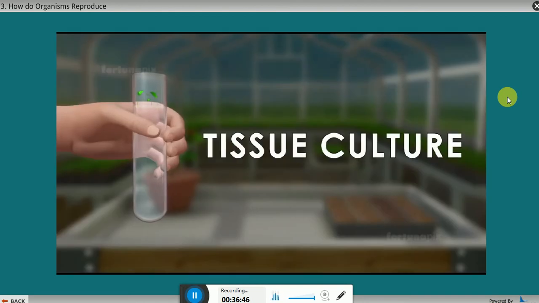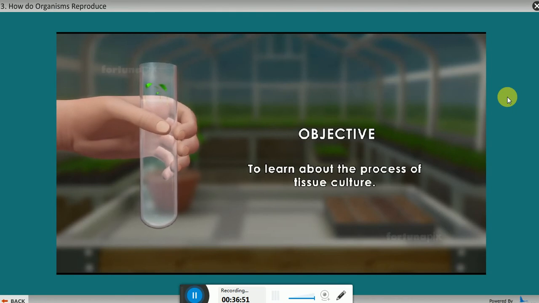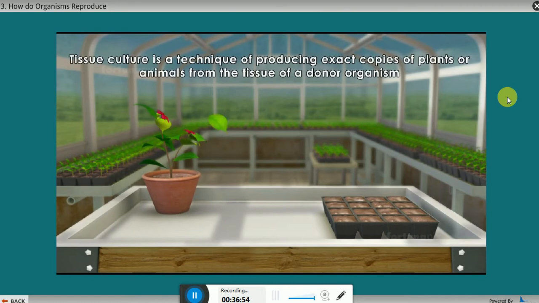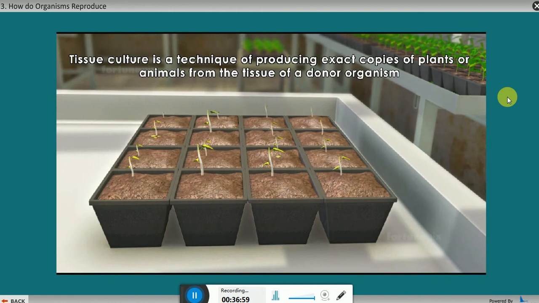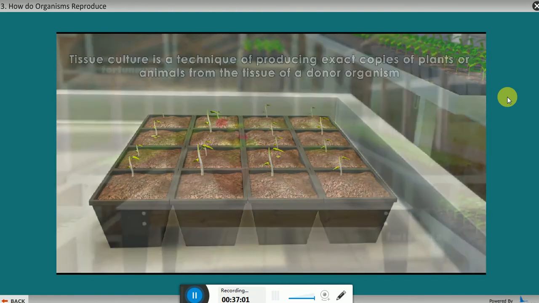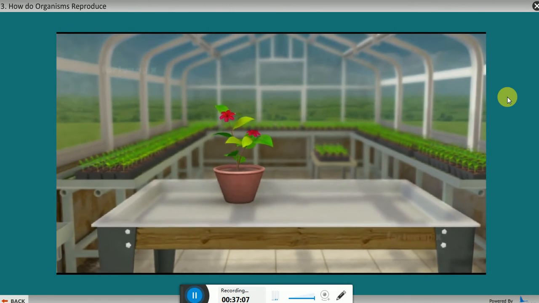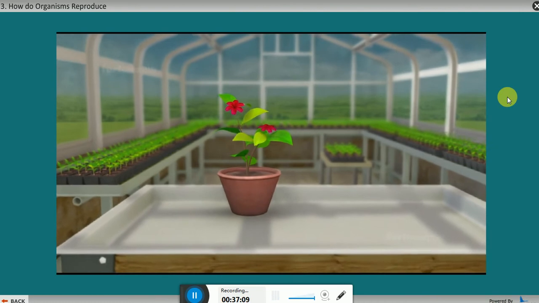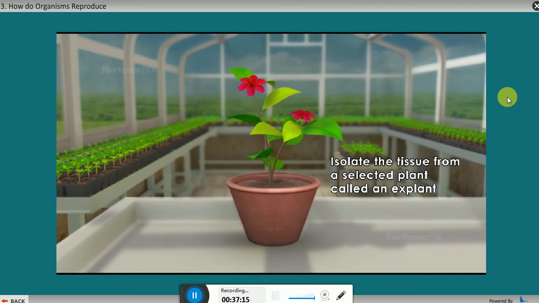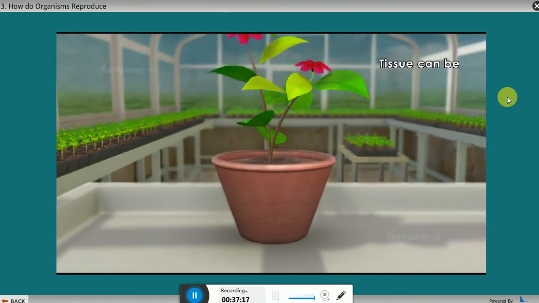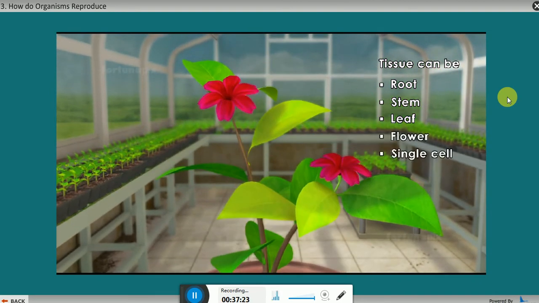Tissue culture. Objective: to learn about the process of tissue culture. Tissue culture is a technique of producing exact copies of plants from the tissue of a donor organism. In this session, we will learn about the process of tissue culture in plants. The first step in tissue culture is to isolate the tissue from a selected plant, called an explant. The tissue can be a small piece of a root, stem, leaf, flower, or even a single cell.